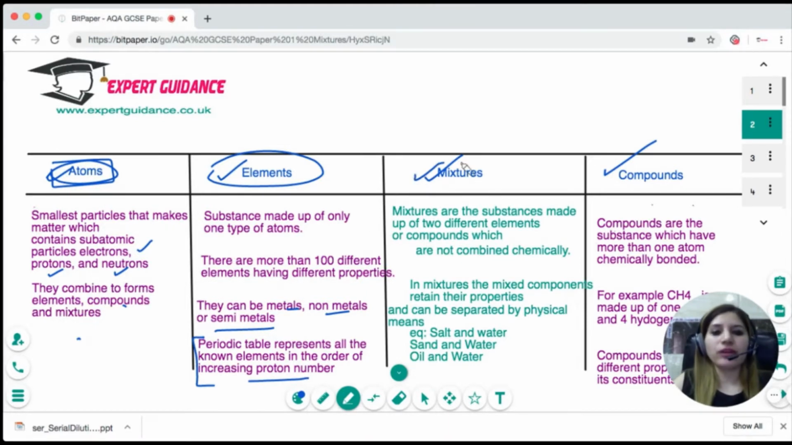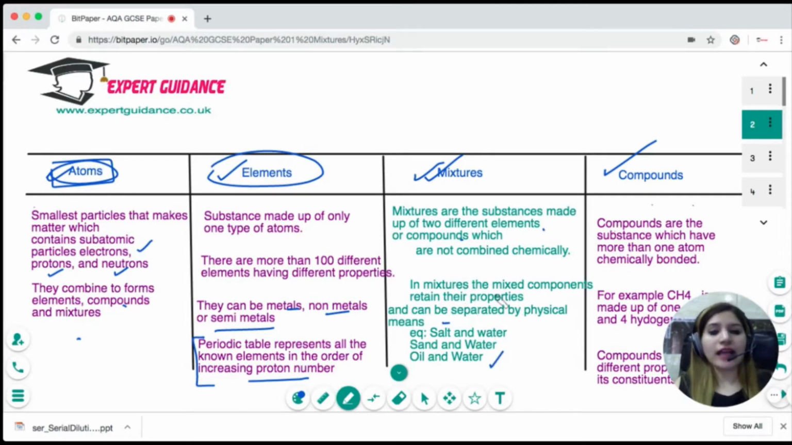Next is mixture. A mixture is something like when you mix sand and water, or you mix salt and water. These are two substances, which can be two different elements or compounds, that are just combined without any chemical reaction. So in a mixture, all the components retain their properties and you can easily separate them by physical means, like salt and water, sand and water, oil and water.